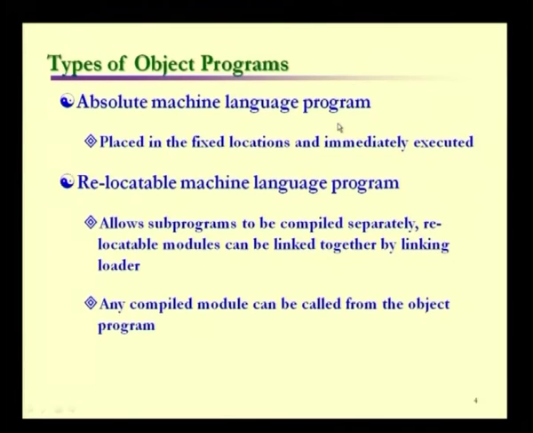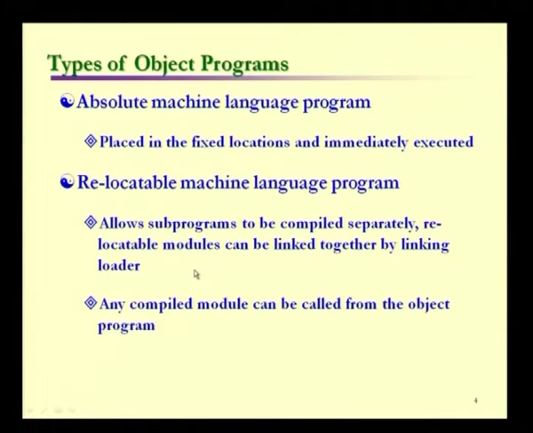The second one is the relocatable machine language program, and it allows the program to be compiled separately. That is, we can generate different modules and they can all be linked together by the loader when there is a need. Otherwise, we can keep those object codes in secondary memory itself, and any compiled module can be called from the object program, provided they are already pre-compiled modules.